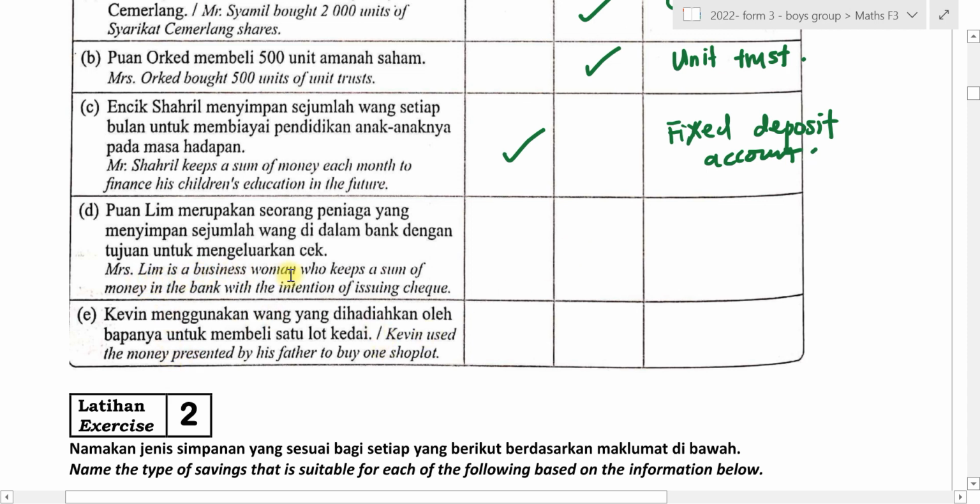Mrs. Lim is a businesswoman who keeps a sum of money in the bank, so definitely savings, in the bank with the intention of issuing checks. If you want to use a checkbook, it must be a current account. Current account.